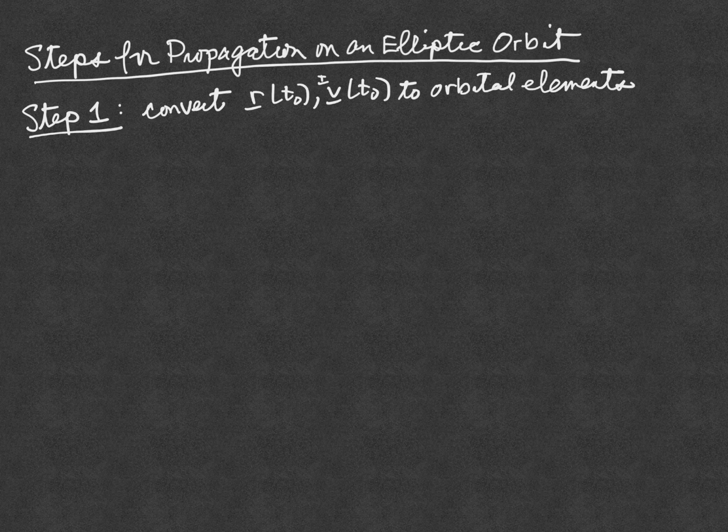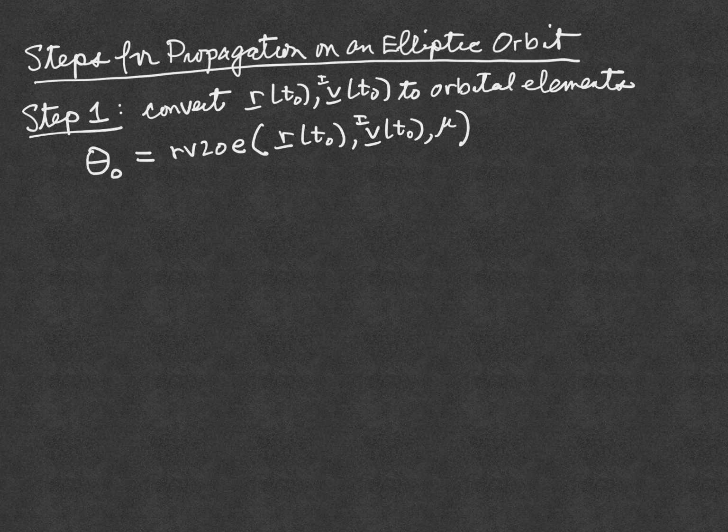So this step looks as follows, is that I'm going to call these initial set of orbital elements theta 0. It's equal to RV to OE, as I defined RV to OE earlier, and R of T0, VI of T0, and mu. And this conversion from position and velocity to orbital elements was a method that I had developed in a previous lecture when we did the relationship between position and velocity and orbital elements.